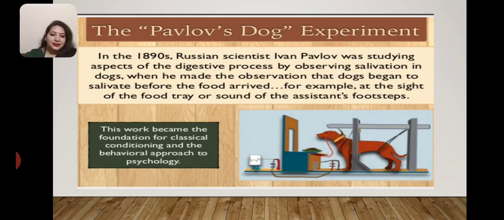Now there is an experiment that was conducted by Pavlov and known as Pavlov's dog experiment. In the 1890s, Russian scientist Ivan Pavlov was studying aspects of the digestive process by observing salivation in dogs. He observed that dogs began to salivate before the food arrived, for example at the sight of the food tray or the sound of the assistant's footsteps carrying the food. This work became the foundation for classical conditioning and the behavioral approach to psychology.